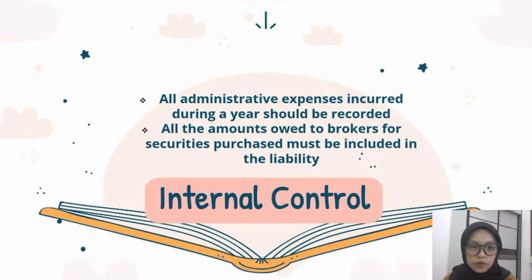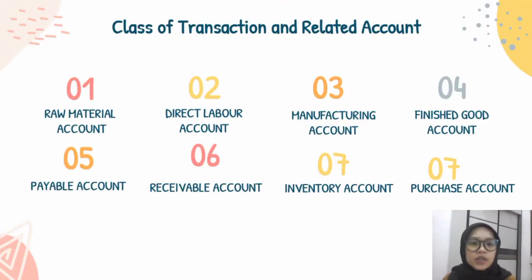The internal control for completeness is that all administrative expenses incurred during a year should be recorded. Next, all the amounts owed to brokers for securities purchase must be included in the liability. The classes of transaction and related accounts for completeness are firstly raw material account, direct labor account, manufacturing account, finished good account, payable account, receivable account, inventory account, and lastly, purchase account.